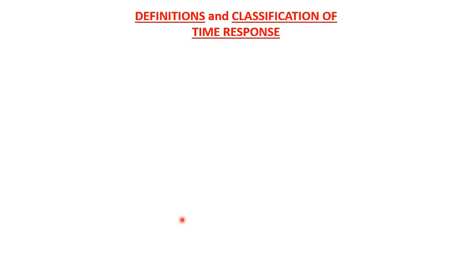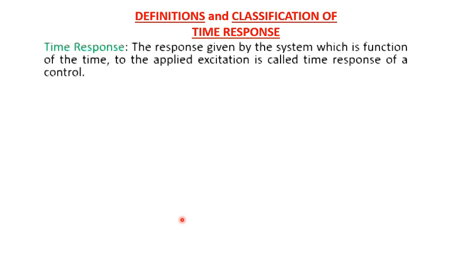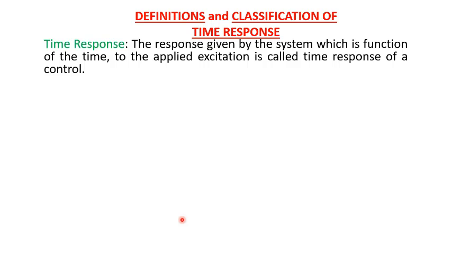Next, let's know some of the definitions and classification of time response. As we know, time response of a control system is how output will behave with respect to time. So it is important to know the definition of a time response. Time response: the response given by the system, which is a function of time, to the applied excitation is called time response of a control system.